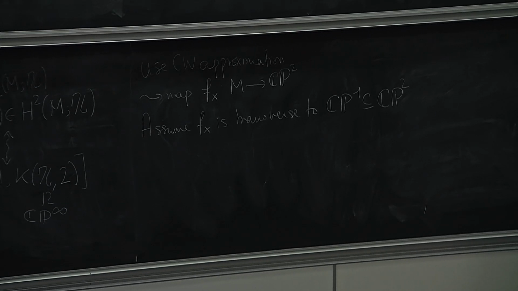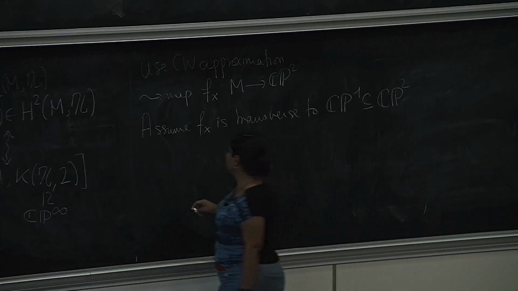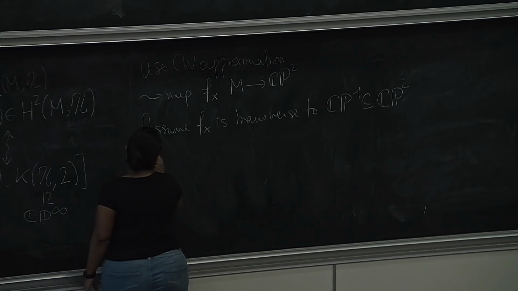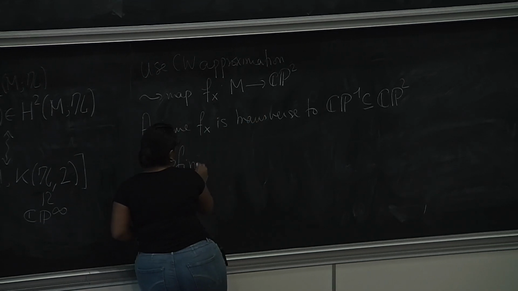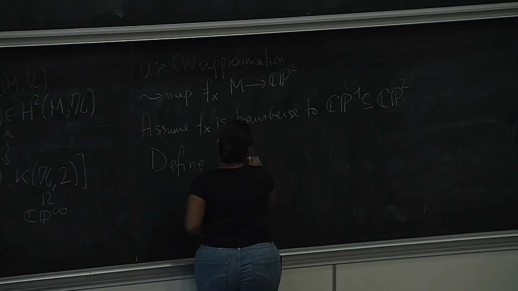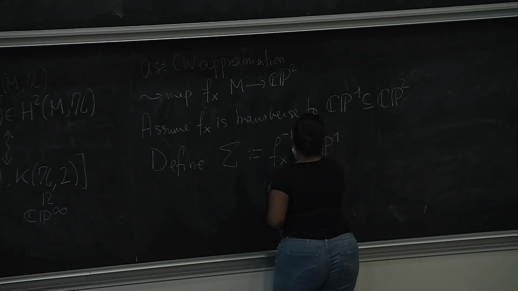This is a fact that in smooth topology maybe you're very comfortable doing. The fact that you can do this in topological topology is much more complicated, but it is still true. So maybe this is a fact from differential topology that we're using. And then, once you've made this map transverse to CP1, we define sigma to be the pullback of the CP1.